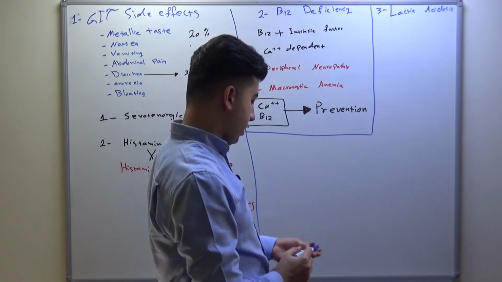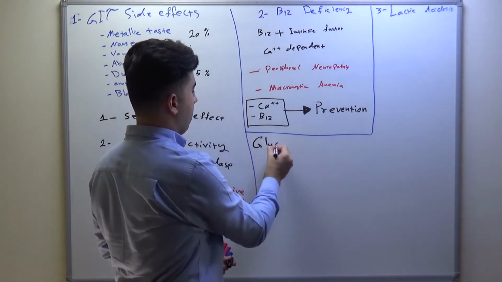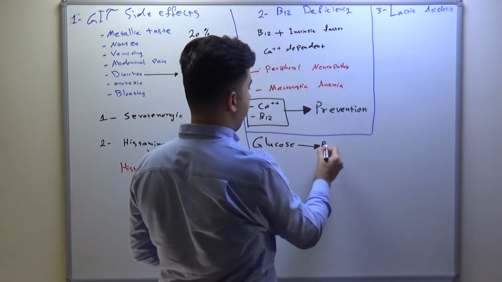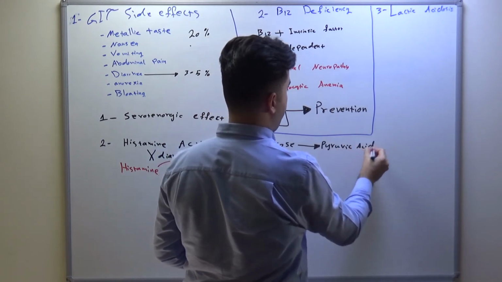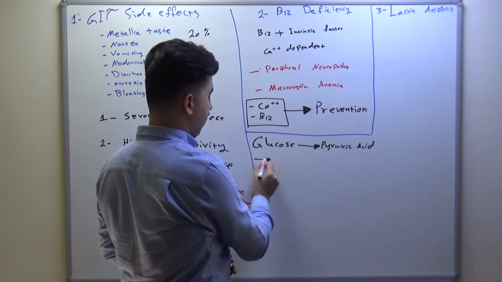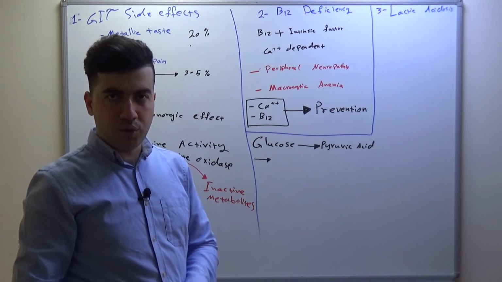Glucose is converted into pyruvic acid, right? And this pyruvic acid then enters the Krebs cycle and electron transport chain, and produces what?